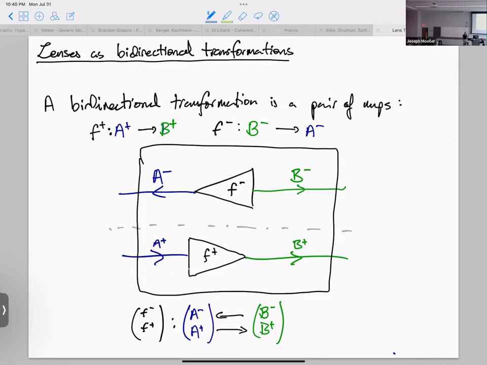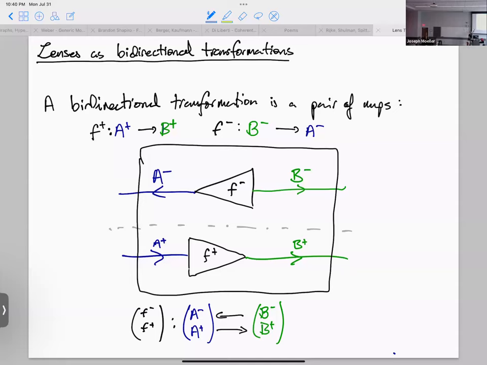I'm going to use plus for the forward direction and minus for the backward direction in this talk. And now this kind of string diagram here is actually written in a very... I had a lot of the talk in these string diagrams, and then I sort of removed them all. So this is the last one. We don't need to learn it too much. But you will see some of these in the lens literature.